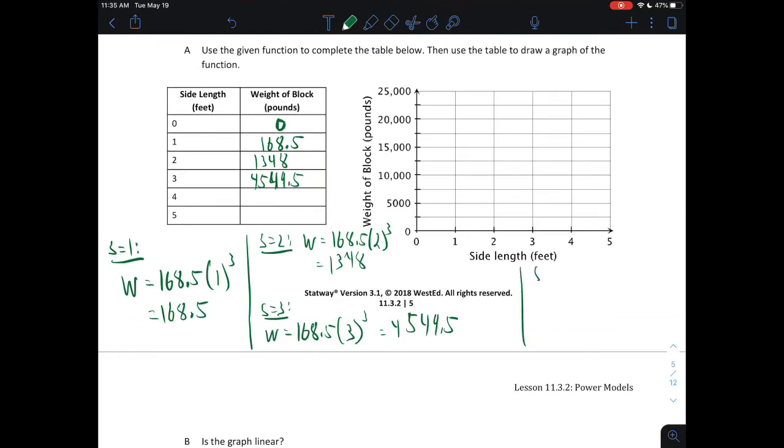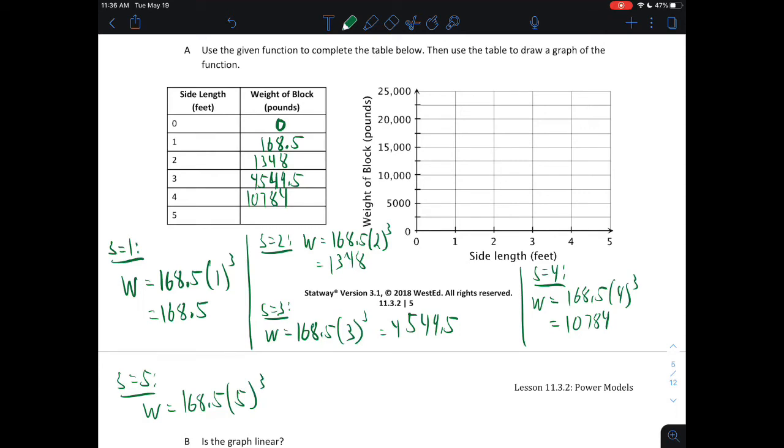All right, s equal to 4 is the next one. Then I would have W equal to 168.5 times 4 to the third power. And you get 10,784. And then finally, s equal to 5. W is equal to 168.5 times 5 to the third power. That gives me 21,062.5 pounds.